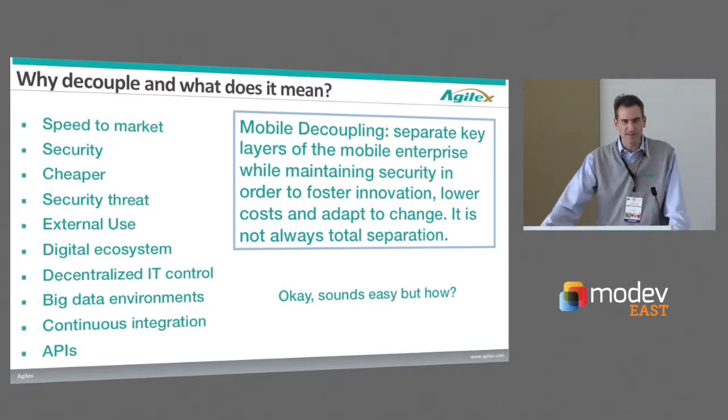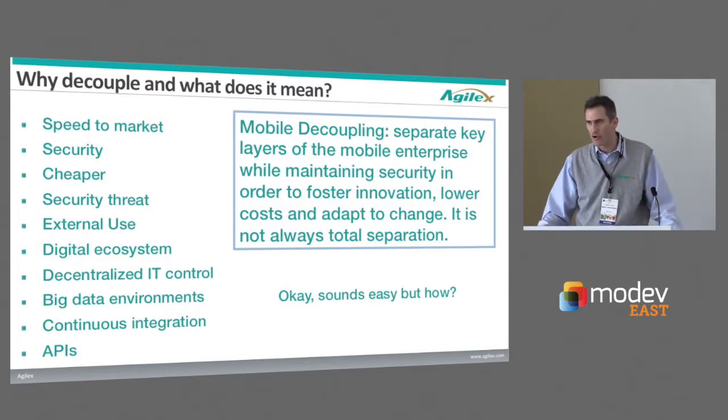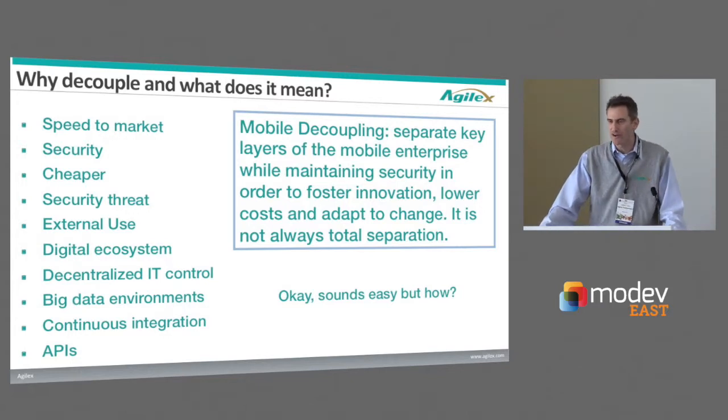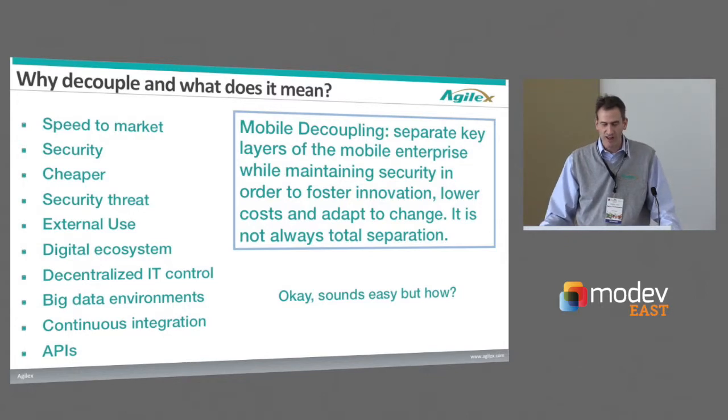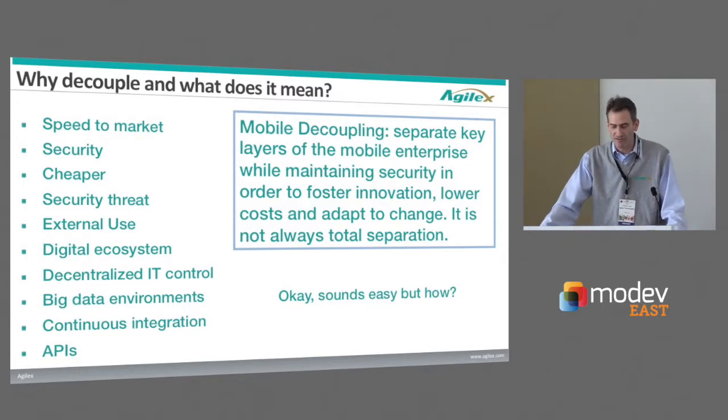There's decentralized IT control. IT has been largely about centralized control. Well, decoupling is a little different. Continuous integration is part of that, whether you're doing it in a cloud or on premise. It's about APIs. So there's a lot more that's covered there, but those are some of the things. So it sounds kind of easy conceptually, but exactly how do you go about it? And what are the steps involved?